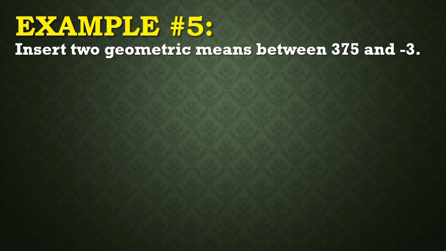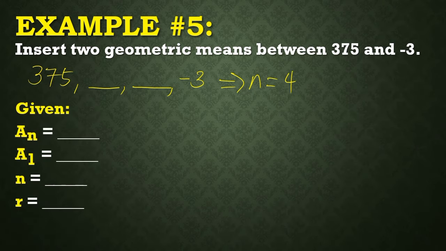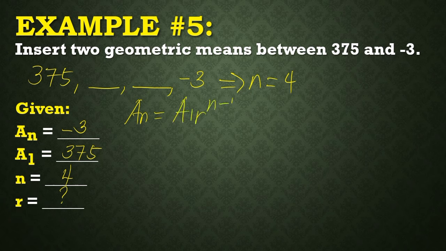Pwede siyang maging positive or negative. So lista lang natin. 375 and then dalawang blanco and then negative 3. So our n here, number of terms is 4. And then we identify the given: negative 3 for a sub n. A sub 1 is 375, n is 4, and r is the unknown. And then a sub n is equal to a sub 1 r raised to n minus 1. So a sub n is equal to negative 3 equals a sub 1 is 375, r raised to n minus 1, that is 4 minus 1.